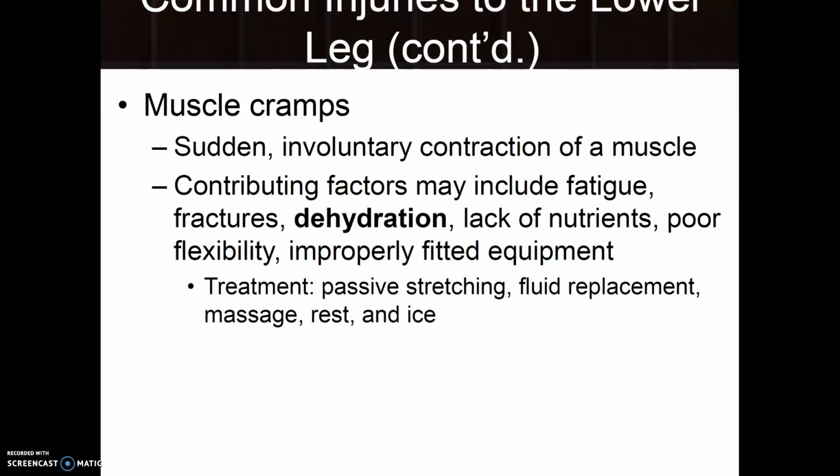Treatment is rehydration and passively stretching and actively contracting the other muscles, the muscles on the other side of the muscle that is going into cramp. So if it's a hamstring cramp, you would contract the quadriceps, and likewise, vice versa. Also, rest, ice, and massage are indicated as treatments for muscle cramps.